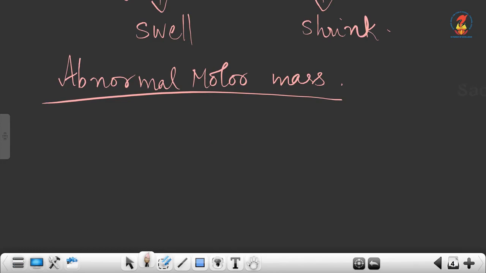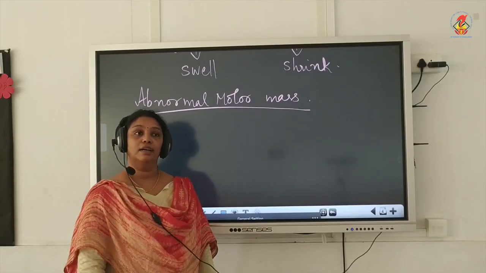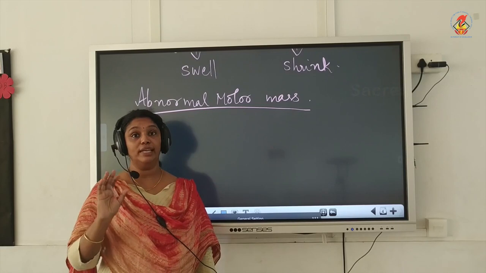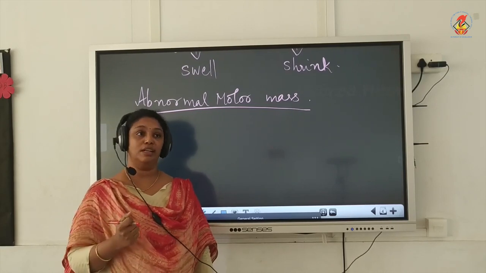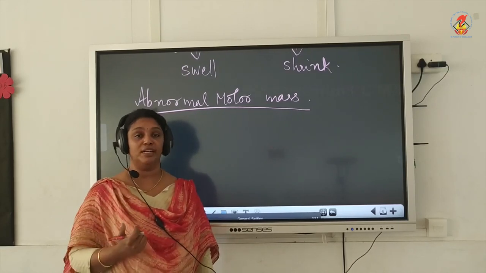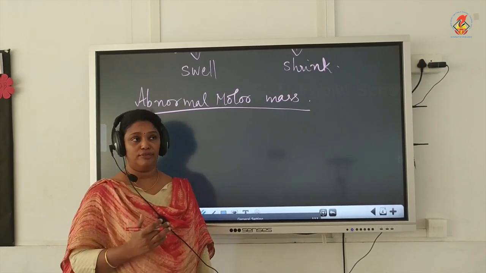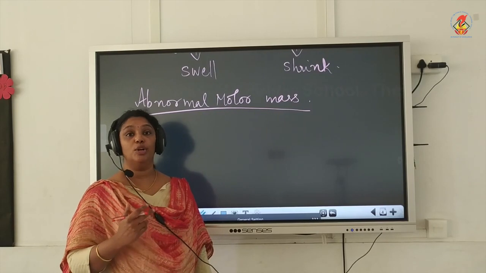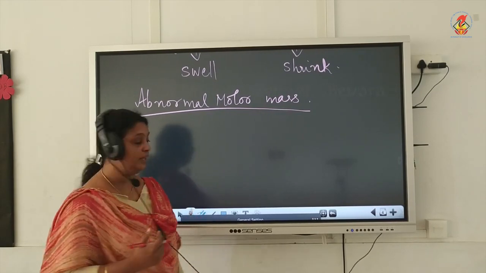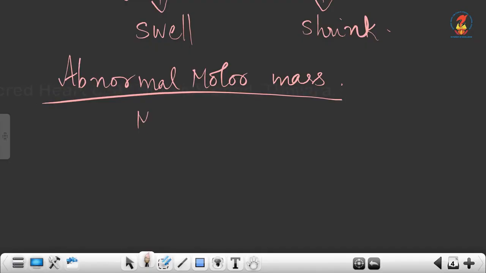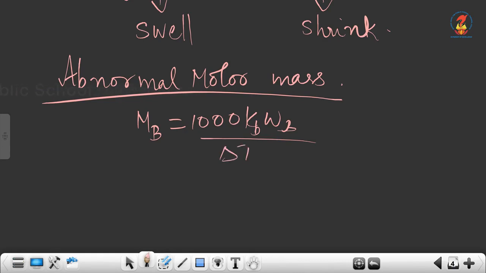Now, we know the relation between colligative property and molecular mass. From all the four colligative properties we got an expression to find the molecular mass of the solute. If I write the expression for the molecular mass of the solute from elevation in boiling point, it is Mb equals 1000 Kb Wb divided by delta Tb into Wa.